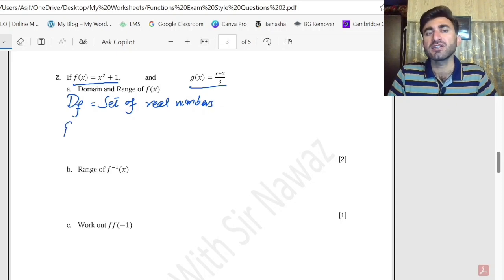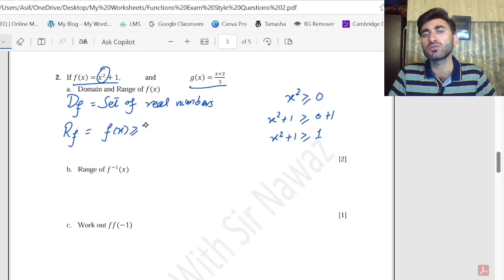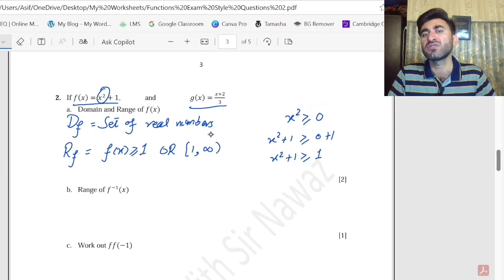And coming to the range of the function, represented as Rf: x square is always greater than or equal to 0, and because it is x square plus 1, it shall be 0 plus 1, so x square plus 1 is always greater than or equal to 1. So the range of the function shall become f of x greater than or equal to 1, or we can also write it as an interval starting from 1 to positive infinity.